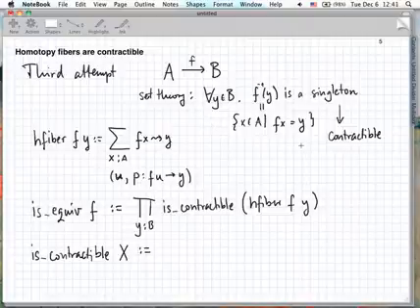There's a question. Yeah, I was asking what's something more about contractible. And I don't remember here.